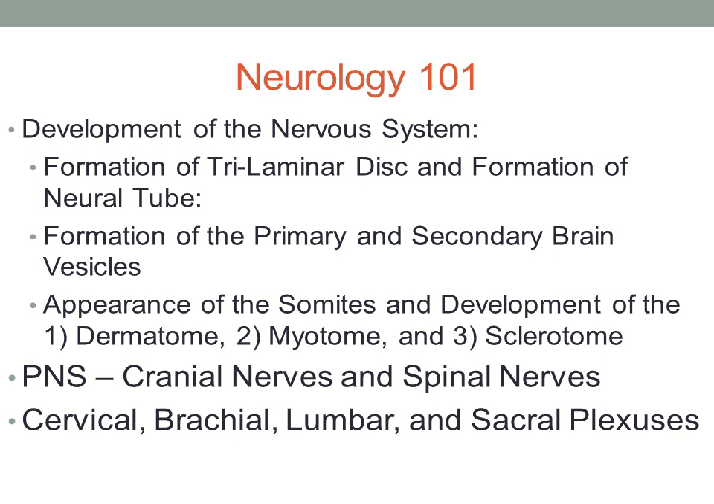Then we'll talk about the peripheral nervous system, specifically the cranial nerves and the spinal nerves. And then we'll go into some anatomy of the cervical plexus, the brachial plexus, the lumbar plexus, and the sacral plexus. So for now, let's talk about the embryologic processes of gastrulation and neurulation.